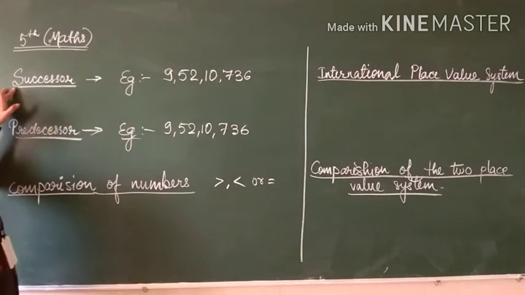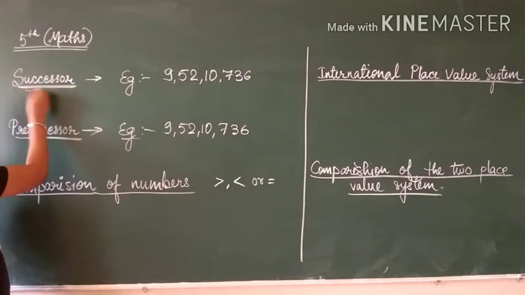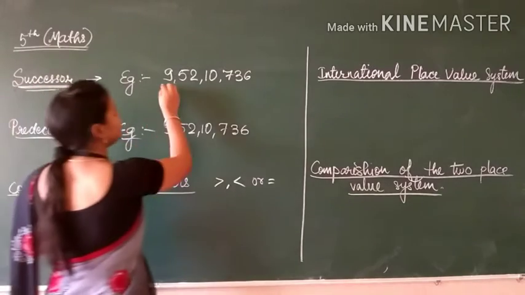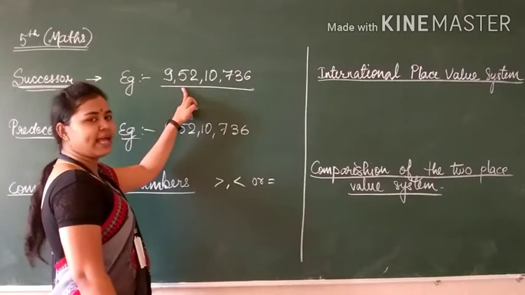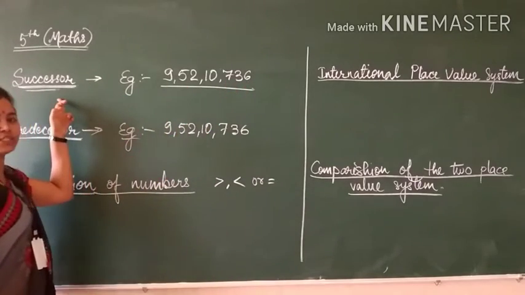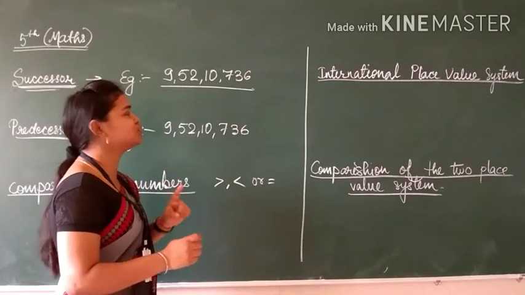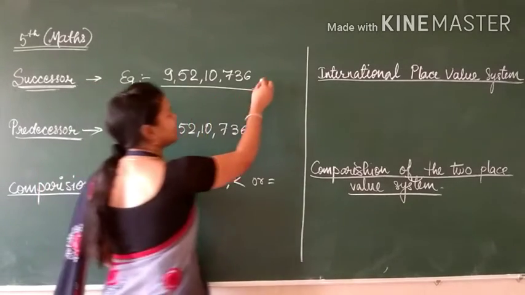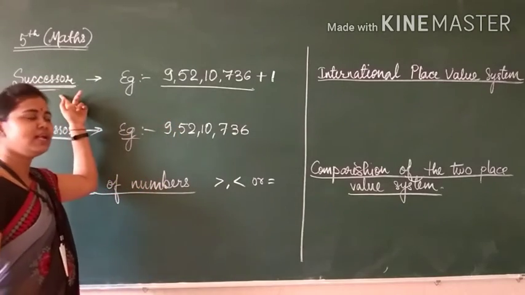Successor. The easiest thing to explain in this is, successor means success. We know the term success. Success means proceeding forward. For example, 9 crore 52 lakhs 10,736. So what will be the successor of this number? There is only one trick we have to use, that is plus 1. The next number after this given number. If we do plus 1 to this number, we will get the successor of the number.